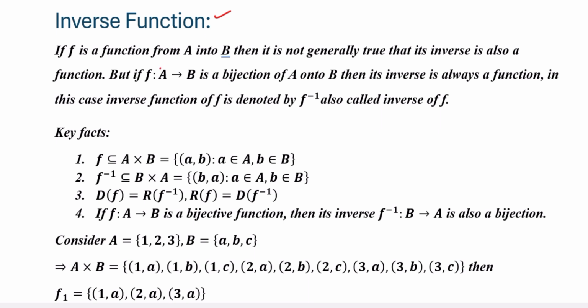So let us discuss. I have written: if f is a function from A into B, then it is not generally true that its inverse is also a function. But if f from A to B is a bijection, or a bijective function of A onto B, then its inverse is always a function. In this case, the inverse of f is denoted by f inverse, also called inverse of f.